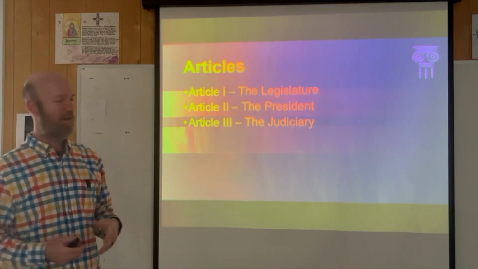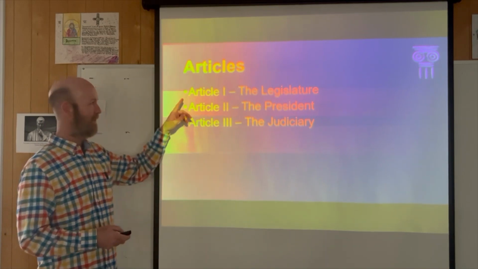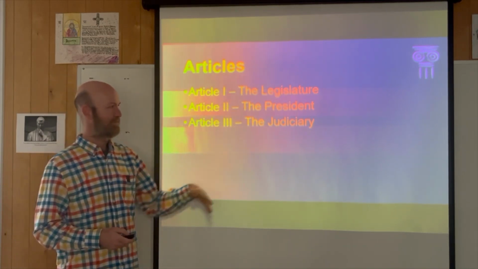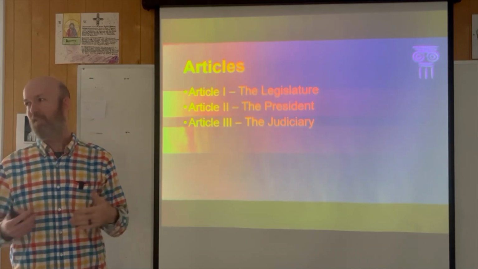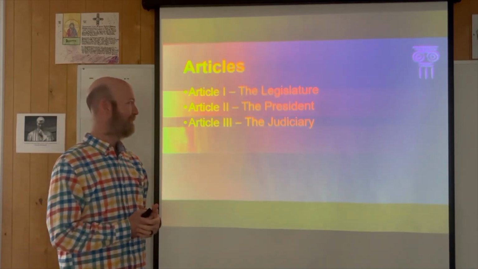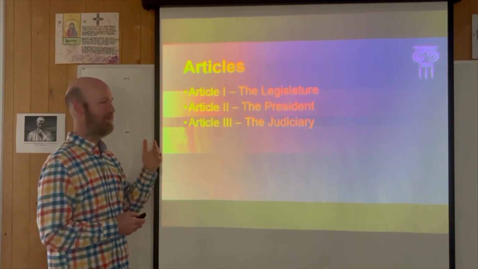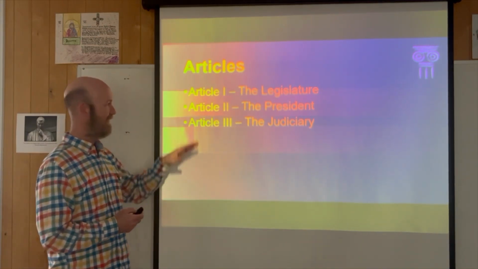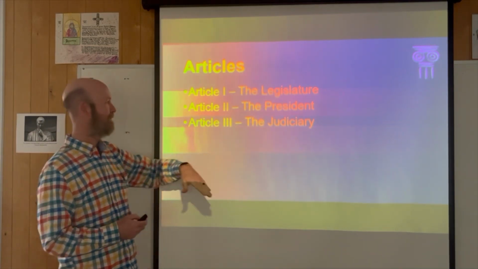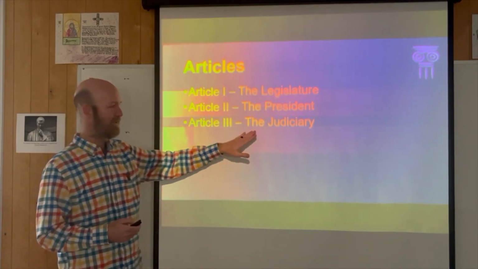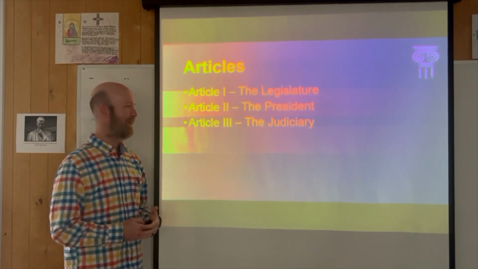The first three articles, Article 1, 2, and 3, are about the branches of government. So Article 1 is the legislature. Article 1 is about the legislature because the Federalists, James Madison and the others, when they wrote the Constitution, considered the legislature, Congress, to be the most powerful branch. And then Article 2 is about the president, who was second in power. And Article 3 is about the courts, the judiciary, which they considered to be the weakest of the three branches.